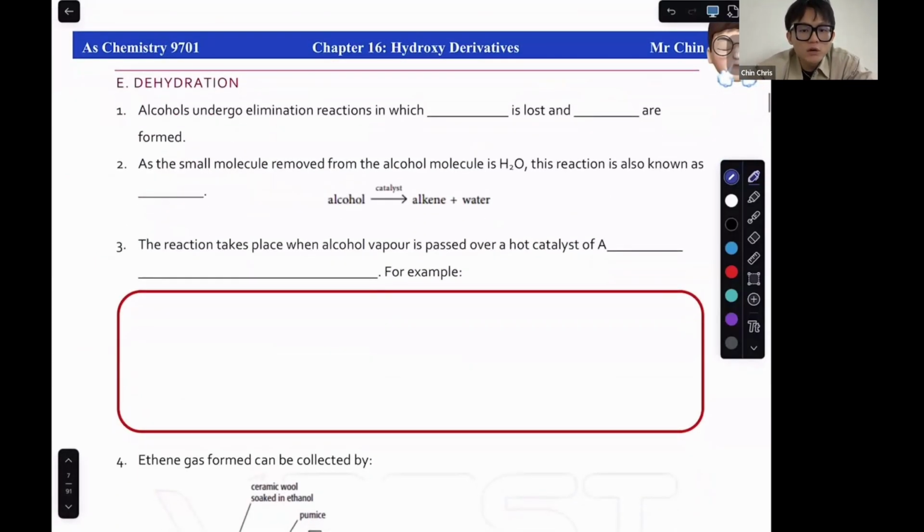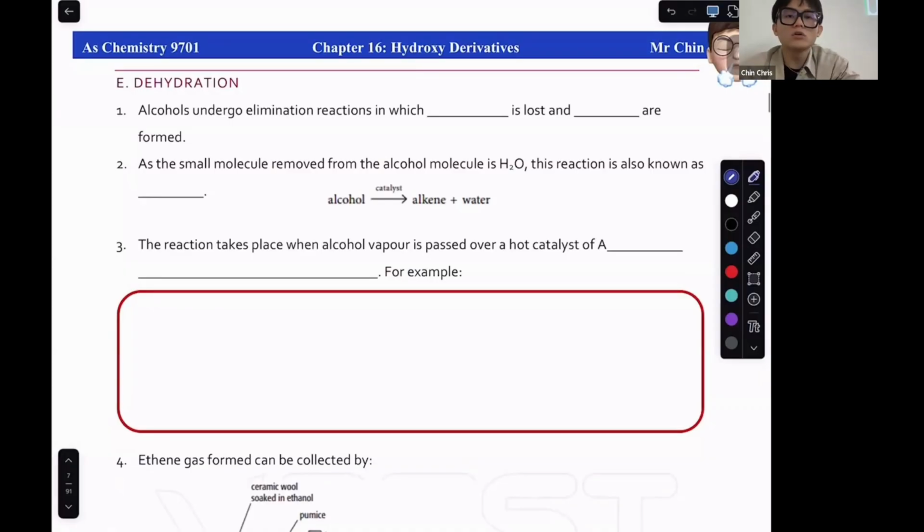So for dehydration, what are we removing? We are removing a small molecule of H2O. Water is removed. Okay, and an alkene is produced here. Since we are removing a small molecule of water, this is also known as a dehydration reaction. Okay, so for the reaction that takes place, we have to pass it over a hot catalyst of alumina, which is Al2O3.